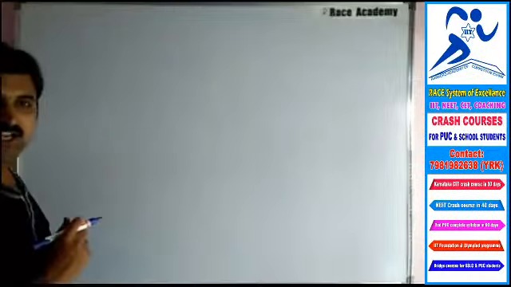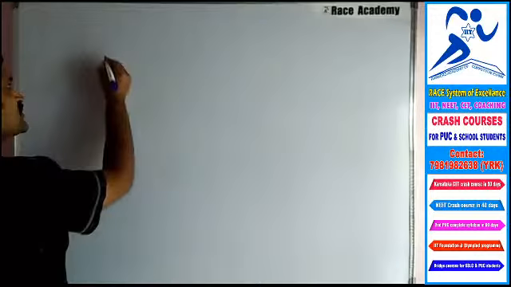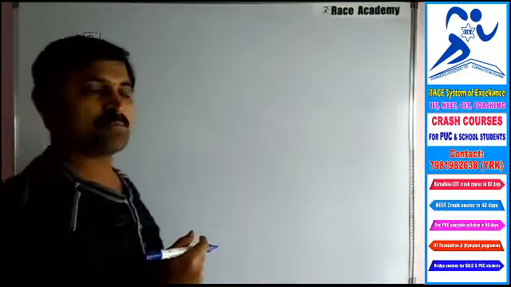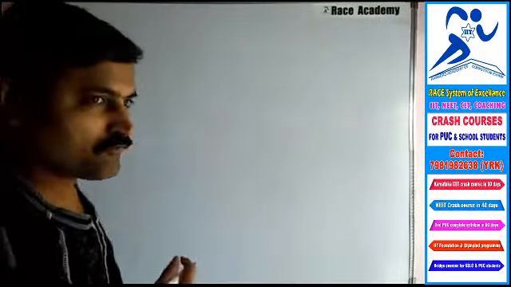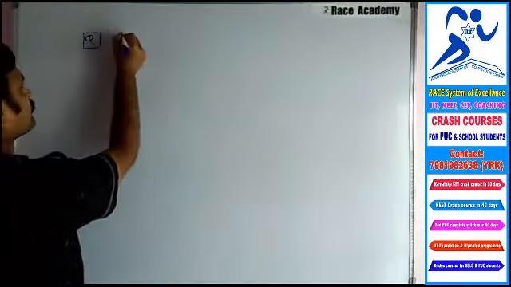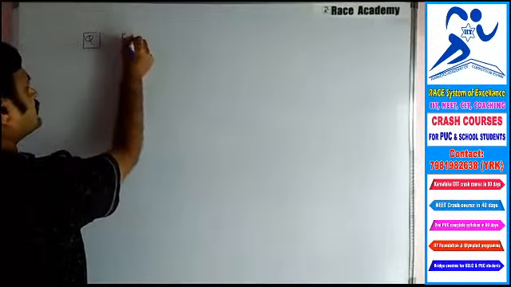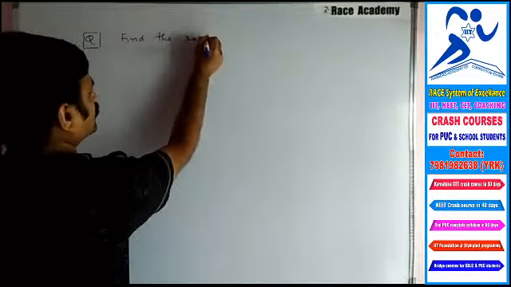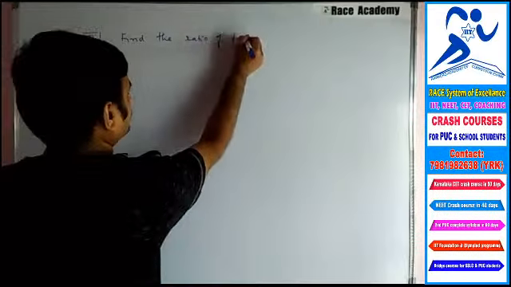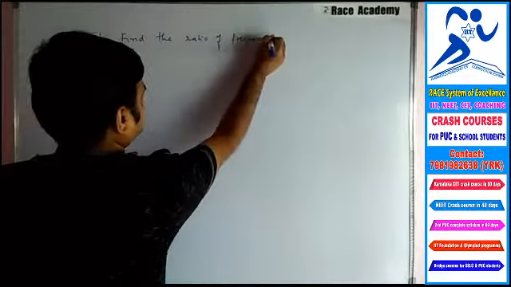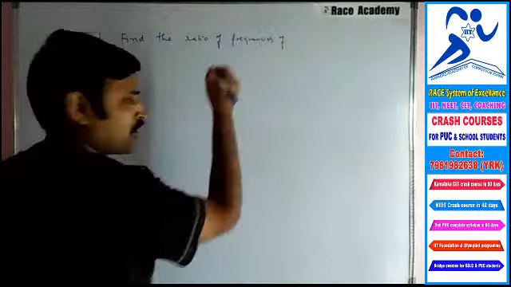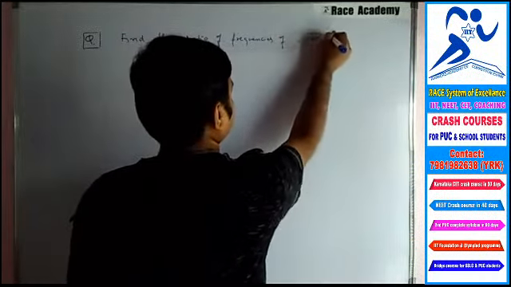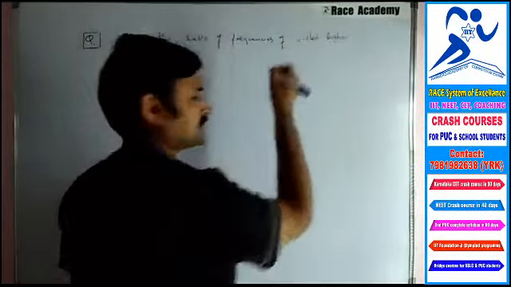Okay, let us see the illustration. First question. Question number 1 on electromagnetic radiation. Find the ratio of frequencies of violet light.